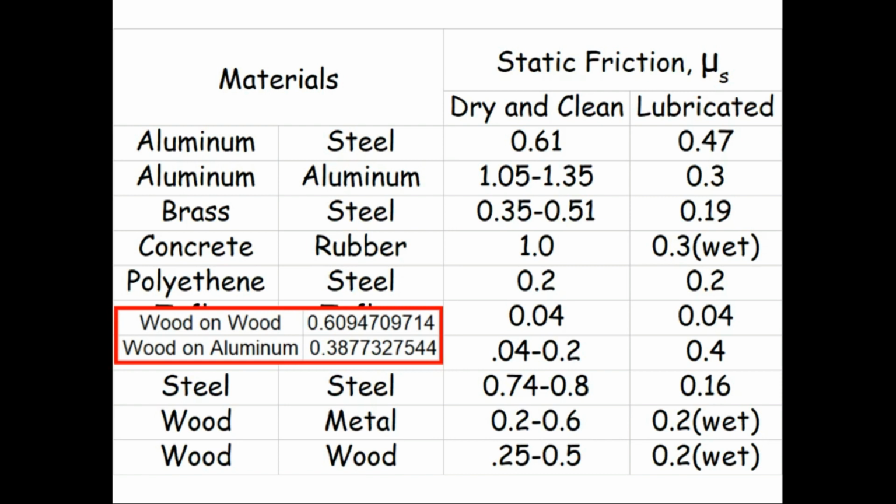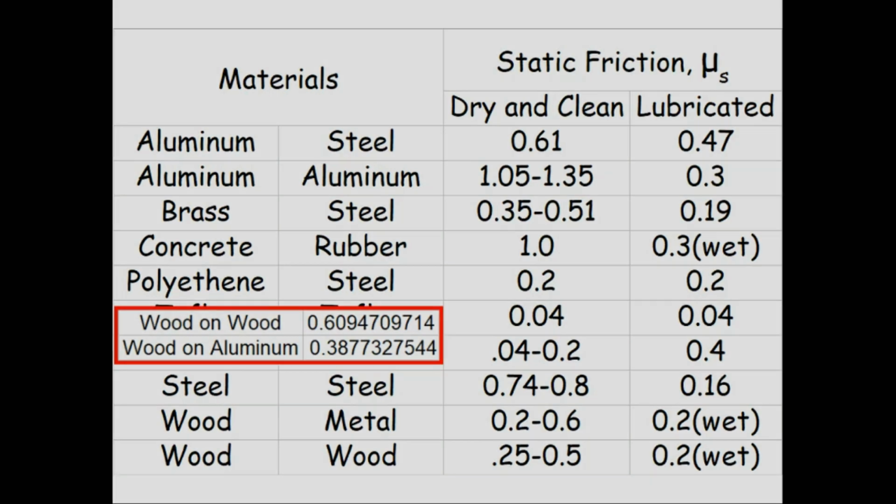So to summarize, to find the static coefficient of friction between two surfaces, all you have to do is find the angle at which one surface starts to slip, then take the inverse tangent of that angle, and that gives you the approximate static coefficient of friction for the two surfaces.